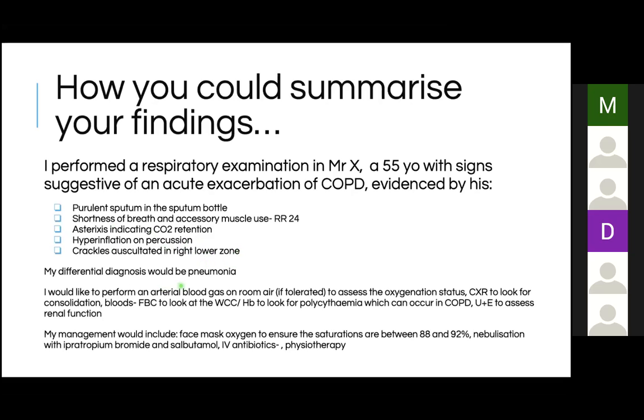And then you mention your differential diagnoses, and then what type of bloods you would do. So you could mention an arterial blood gas on room air to assess oxygenation status, a chest x-ray to look for consolidation, bloods, so the full blood count, look at the white cell count, see if there's any evidence of a bacterial infection, hemoglobin to look for polycythemia, which can be present in COPD, and then the U&E to look at the renal function, and then just mention your management.